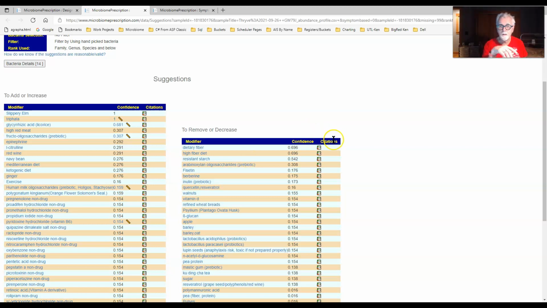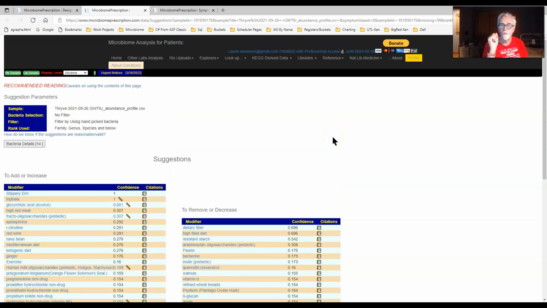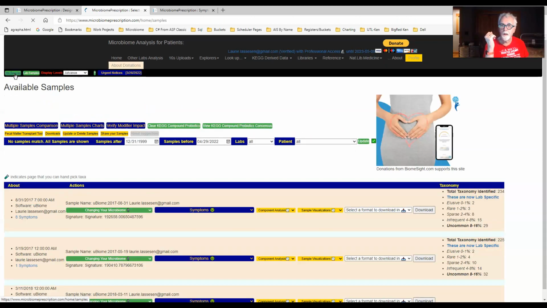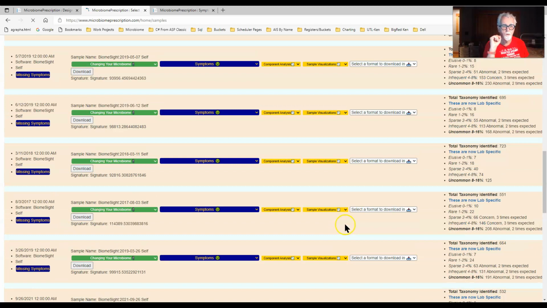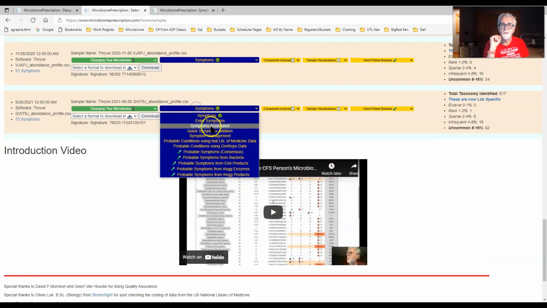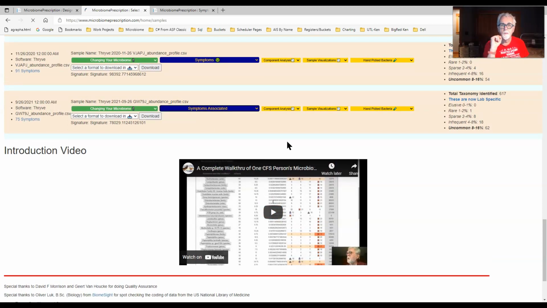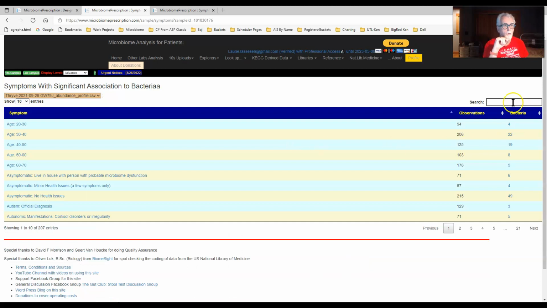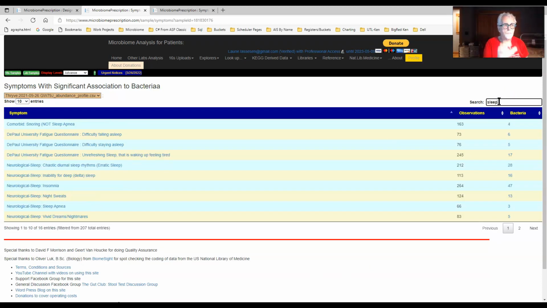So that's basically it. As a quick FYI, if you have multiple symptoms you are wanting to do, you can go back and I'll just do a quick walkthrough. I'm going to do the same person's down at the bottom and select symptoms, symptoms associated. And what I'm going to do is type in sleep. And let's take a look. There we have a few here. Let's see if anything has a high number. We have erratic sleep, so let's go for erratic sleep.